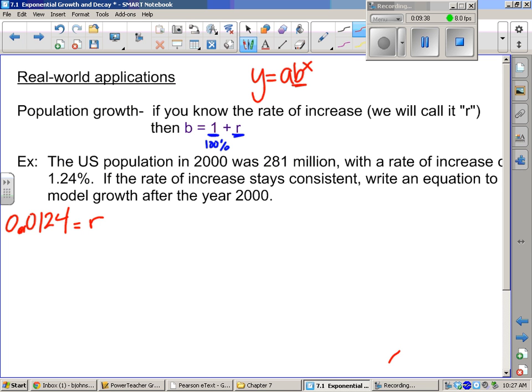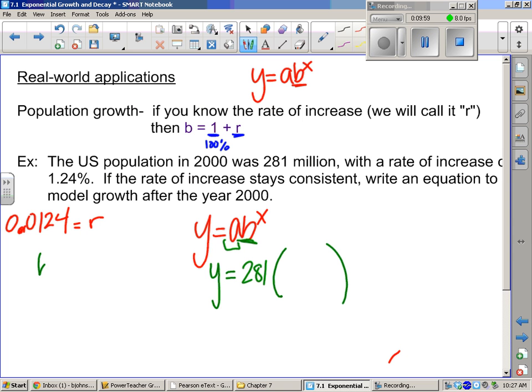Oh, R. If the rate of increase stays consistent, write an equation to model the growth after the year 2000. So remember that the exponential growth equation is this. A always represents your starting amount, and they tell us that right in the paragraph there. It's 281 million. Okay, now the B is going to be equal to 1 plus your rate of increase. So that is 1 plus 0.0124 because we changed that percentage to a decimal. That is 1.0124.